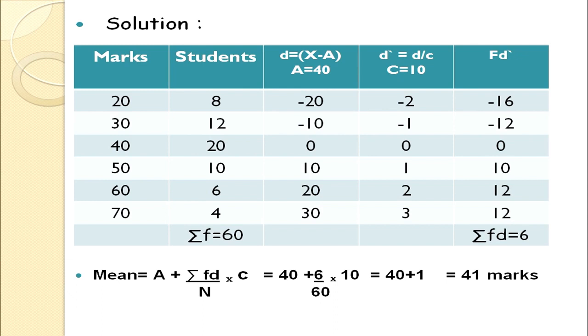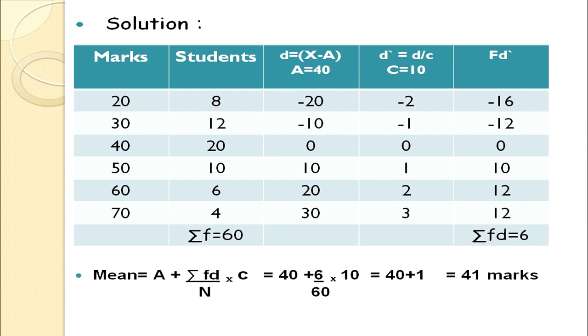Now, once we have got D dash, we are going to multiply frequencies with D dash. That means 8 into minus 2, minus 16. 12 into minus 1 comes to minus 12. 20 into 0 comes to 0. 10 into 1 comes to 10. 6 into 2 comes to 12, 4 into 3 comes to 12. Now, we have made a column for FD dash.